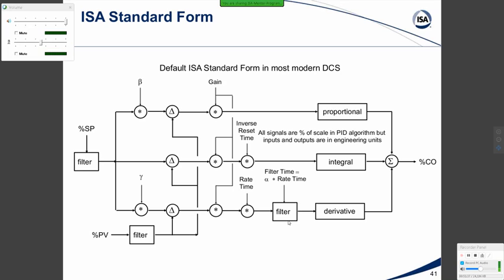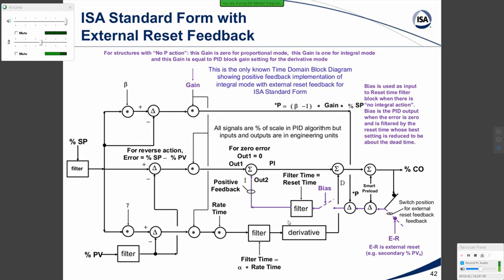Now, we'd like to look at using external reset feedback. And wow, this makes it complicated, and this is the only known time domain block diagram showing positive feedback implementation of integral mode with external reset feedback for the ISA standard form. Hector and I worked on this, and we had a lot of trouble. And in fact, what is published in my books isn't quite right.